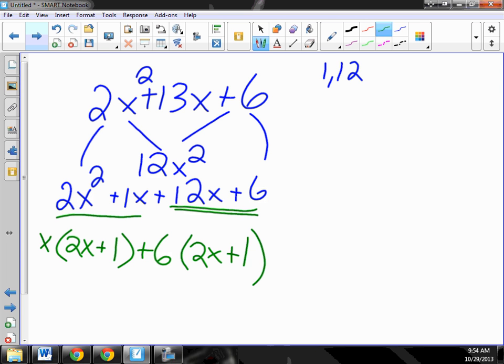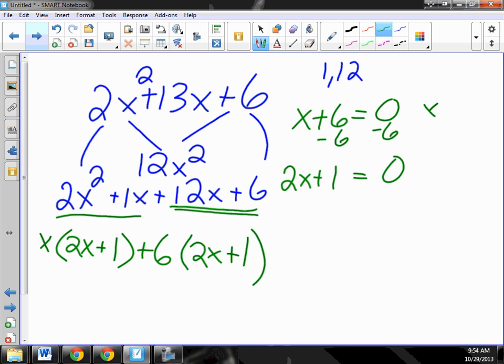So my factors are x plus 6 equals 0, and my second factor is 2x plus 1 equals 0. So here I'm going to subtract 6, and I get x equals negative 6. Down here I subtract 1, and I get 2x equals negative 1. Divide by 2, x is negative 1/2. Okay?